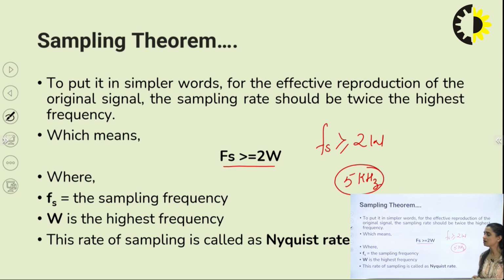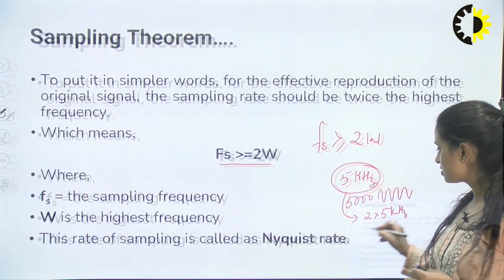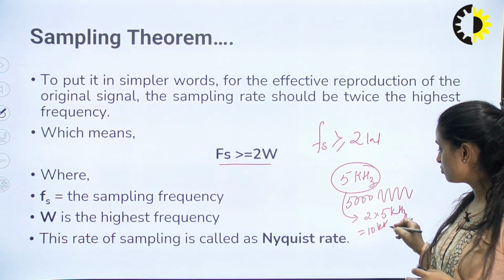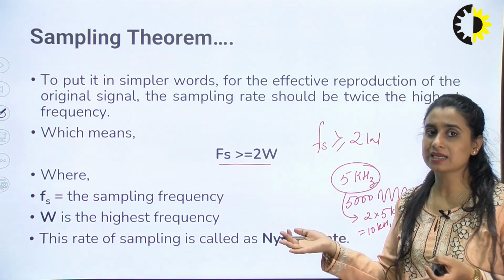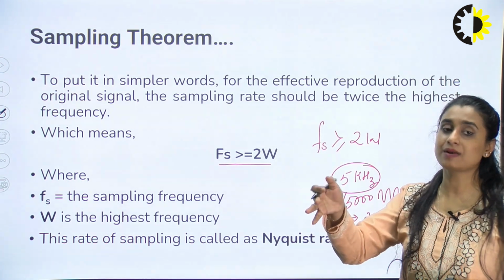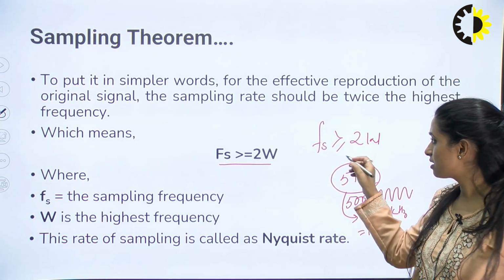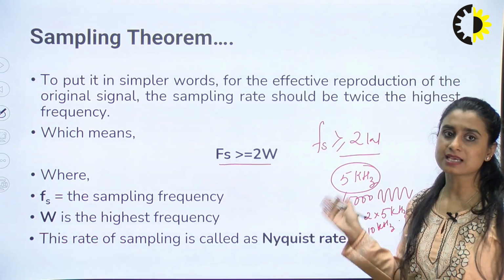A 5 kilohertz signal means in 1 second there will be 5,000 cycles. For a signal with 5,000 cycles per second, we will have to take at least 10,000 samples per second. So for a signal to be represented nicely and to be reconstructed back accurately, I have to take minimum twice the sampling frequency.